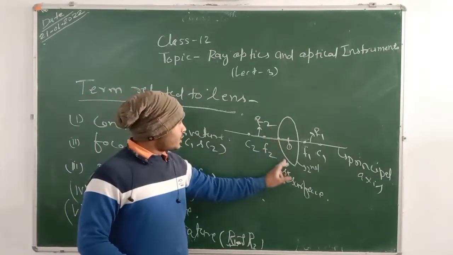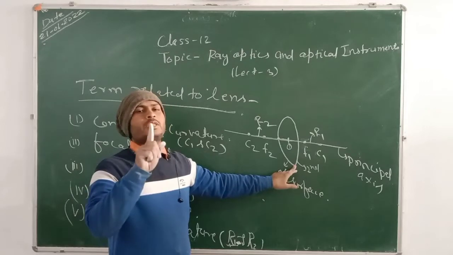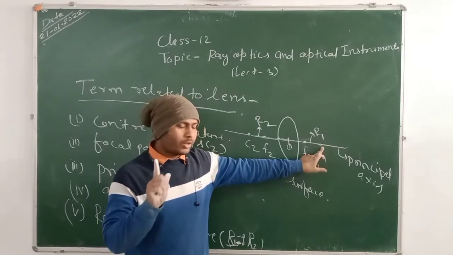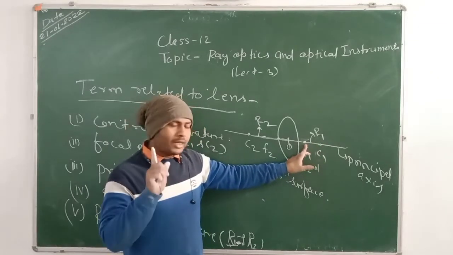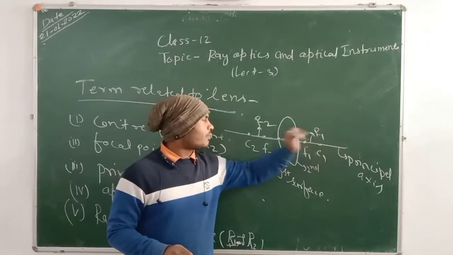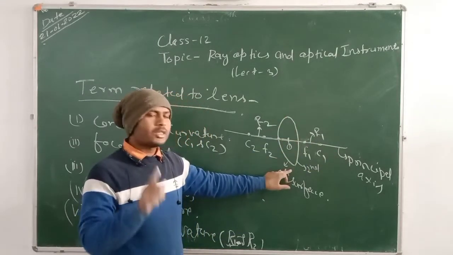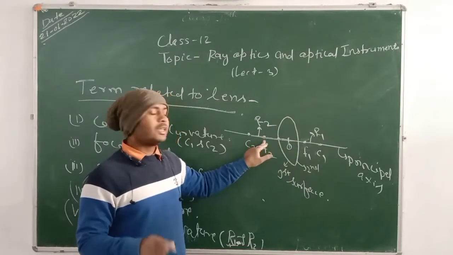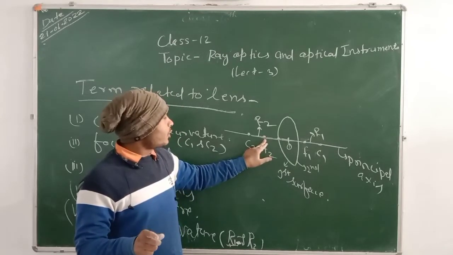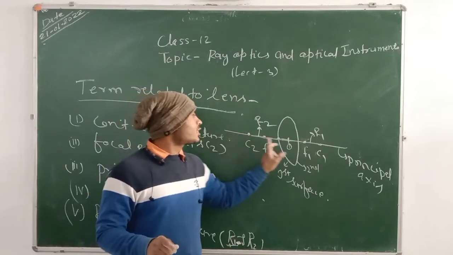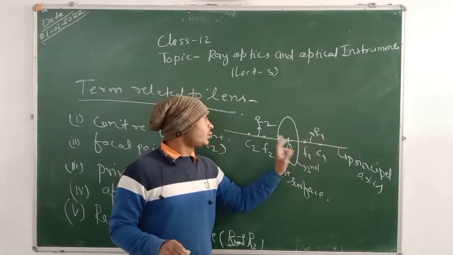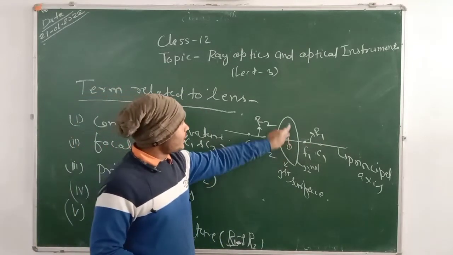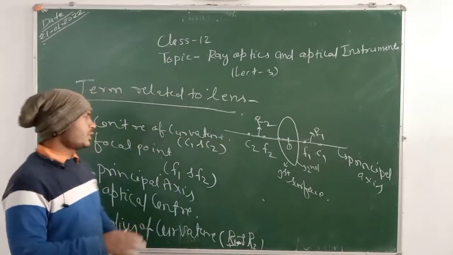This is the first spherical surface. For the first spherical surface, there is one center of curvature, that is C1, and one focal point, F1. One radius of curvature, so this distance will be your R1. And for the second spherical surface, there is one center of curvature, C2, and one focal point, F2. And this is the principal axis which passes through C2, F2, F1 and C1. Is it clear? And this is the optical center which divides this length into two equal halves. Is it clear, my dear student?